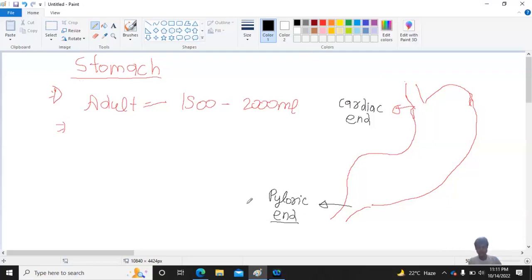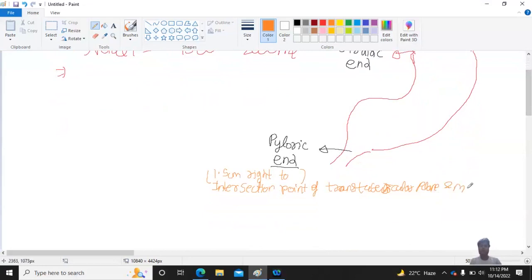Then it is present around the point of intersection between the transtubercular plane and the midsternal plane, slightly 1.5 centimeter to the right of the intersection point of the transtubercular plane and the midsternal plane.